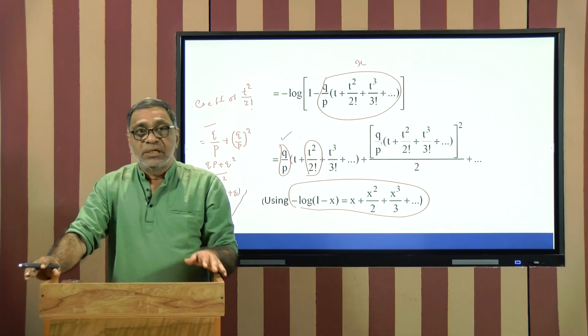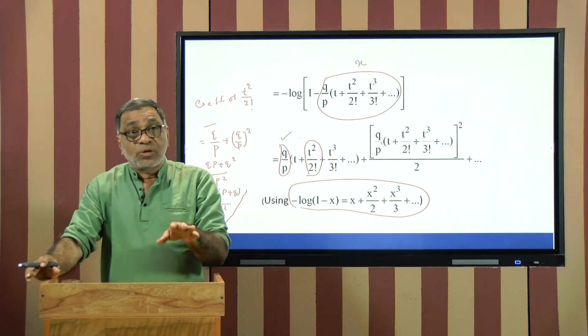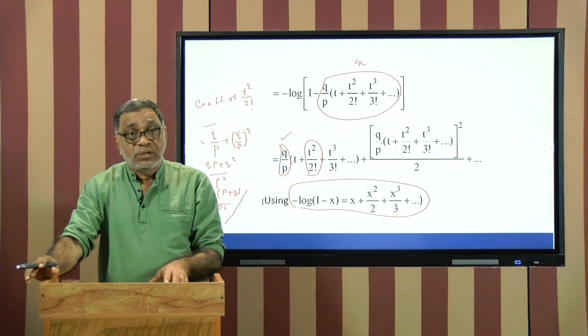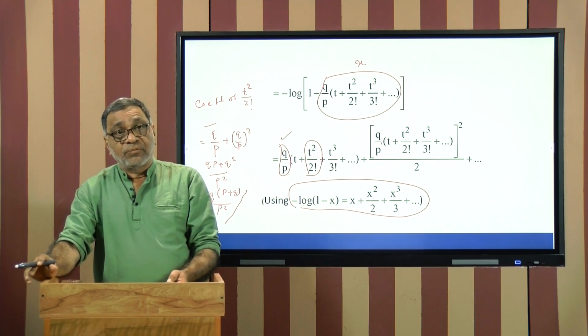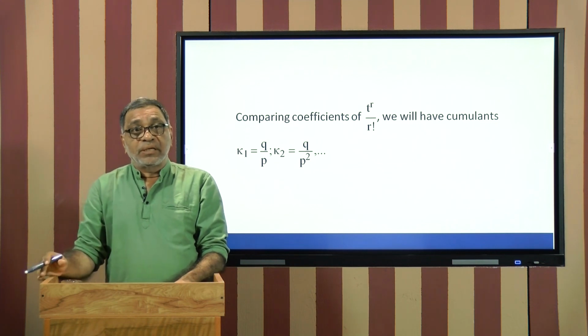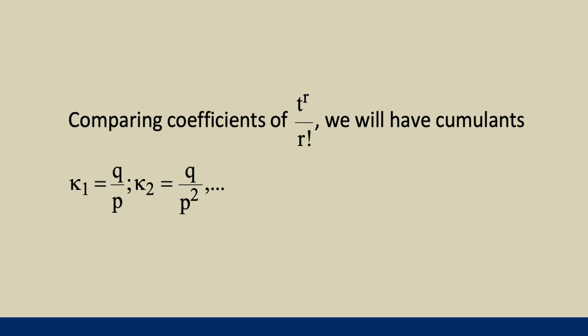What is the meaning? The second cumulant, that is the coefficient of t square divided by 2 factorial, is equal to q divided by p square for the geometric random variable. So, comparing the coefficient of t power r divided by r factorial from the last expression, we will have the cumulants, especially the first cumulant and second cumulant.